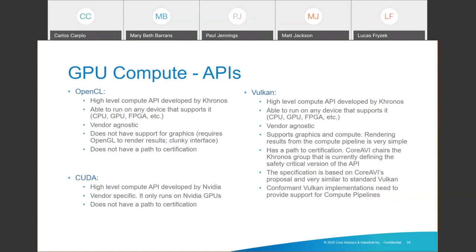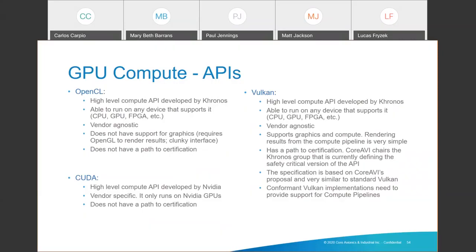There's a new standard from Khronos, the same people who define OpenCL, called Vulkan, that provides a high-level API for both graphics and compute. You can do compute on the GPU and then share the data with the graphics core, or vice versa: do graphics on the GPU and then post-process the results using general purpose GPU compute. Like OpenCL, it's vendor agnostic. It's an open standard. It can run on CPUs, GPUs, FPGAs, whatever devices want to implement the standard. And there's actually a path to certification for it.